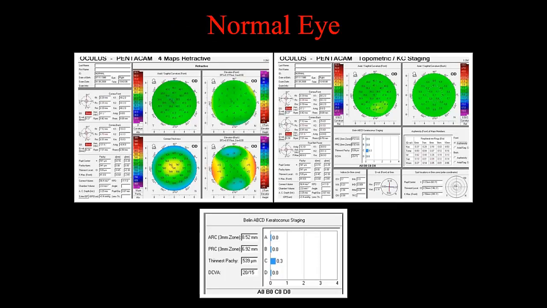Let's look at some examples. Here is a normal eye. You can see here's the standard refractive display, a completely normal looking eye. Here's the topometric keratoconic staging, and I just blew up the staging here, and you can see again that everything is completely normal.